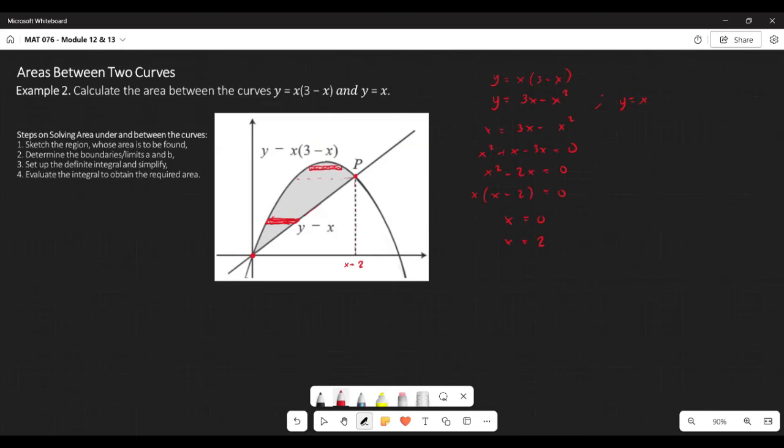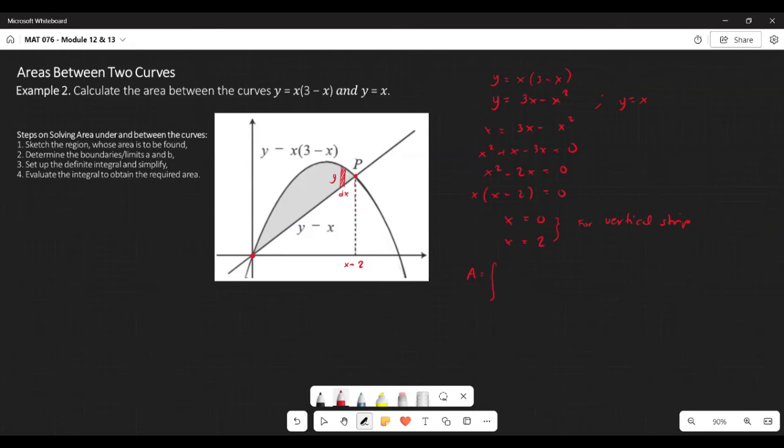So pagdating doon sa nasa taas, magva-vertical strip na kayo. So medyo time consuming yung dalawa pa isosolve nyo. But here, pwede na lang tayo vertical strip. Mas madali naman. So dx and then y. Okay? So ito din actually, itong dalawang limit natin is magagamit natin for vertical strip. Okay, let's proceed sa area using vertical strip.